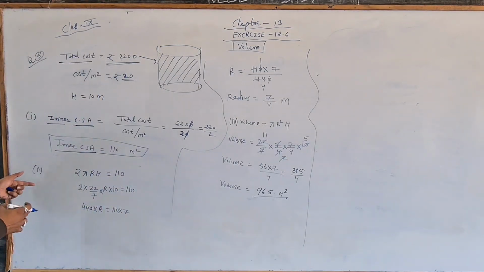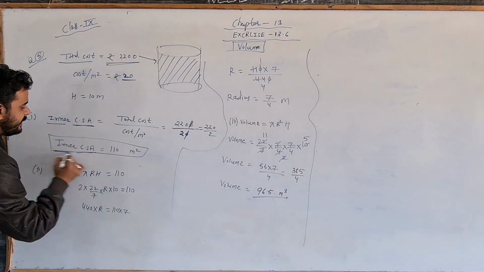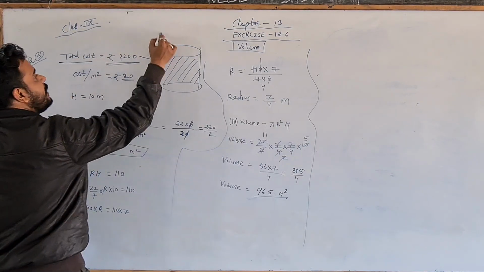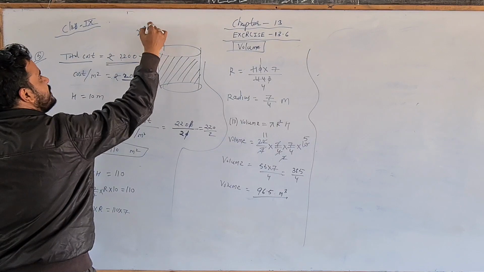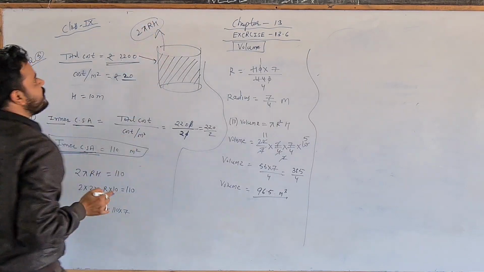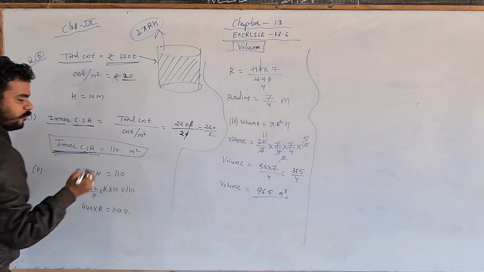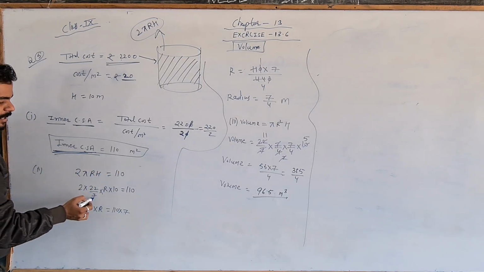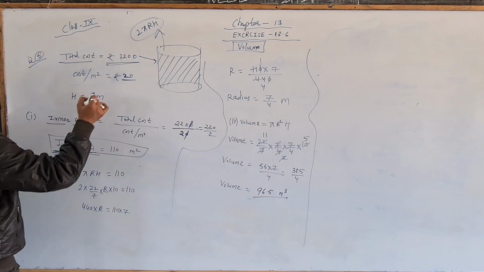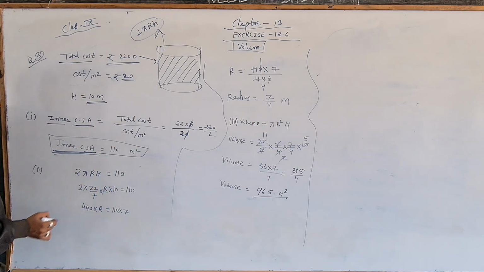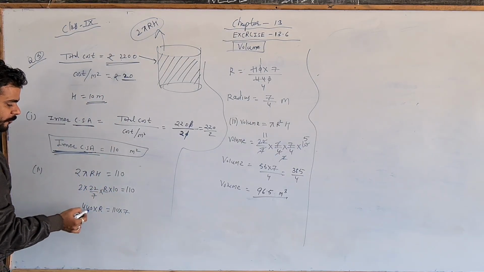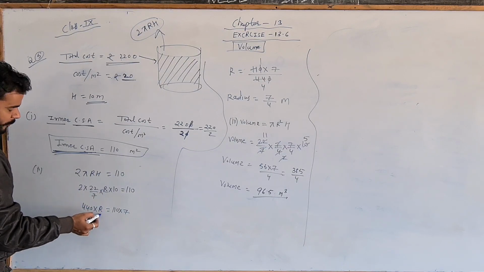Now the second thing, we need to find the inner radius. As you know, the CSA of this cylinder is 2 pi r h. The CSA of this cylinder is 2 pi r h, and 2 pi r h equals 110. 2 pi means 22/7. R is not given. H is given how much? 10. So 22 multiplied by 2 is 44, into 10, 440 into r.